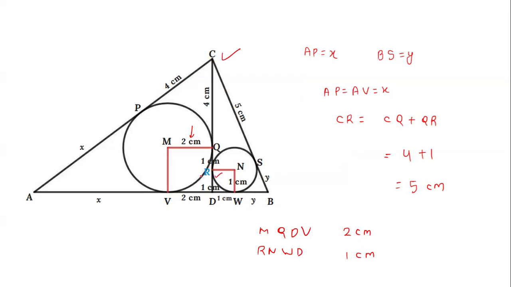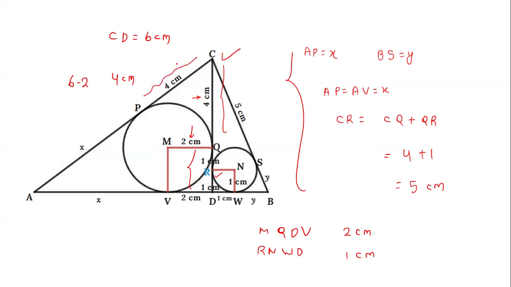So we know this whole length in the problem is given as 6 centimeters. So CD is given as 6 centimeters, and this QD length is 2 centimeters. So the remaining CQ length is 6 minus 2, which is 4 centimeters. If we know this CQ as 4 centimeters, we can also write this CP as 4 centimeters, because CP is equal to the CQ.